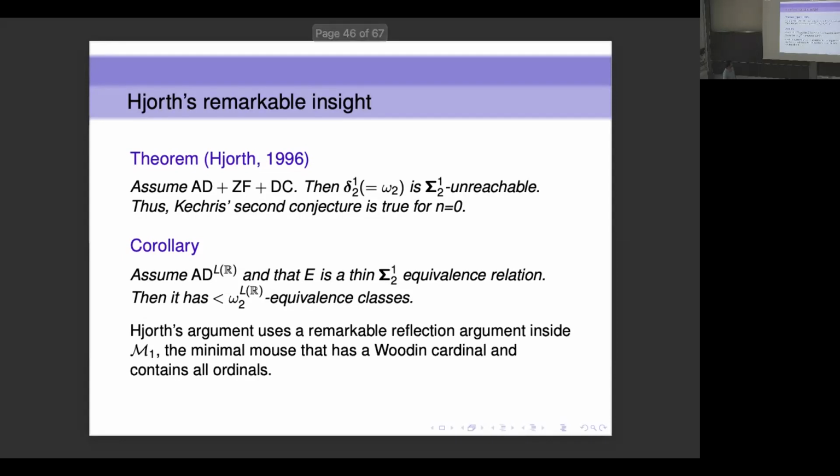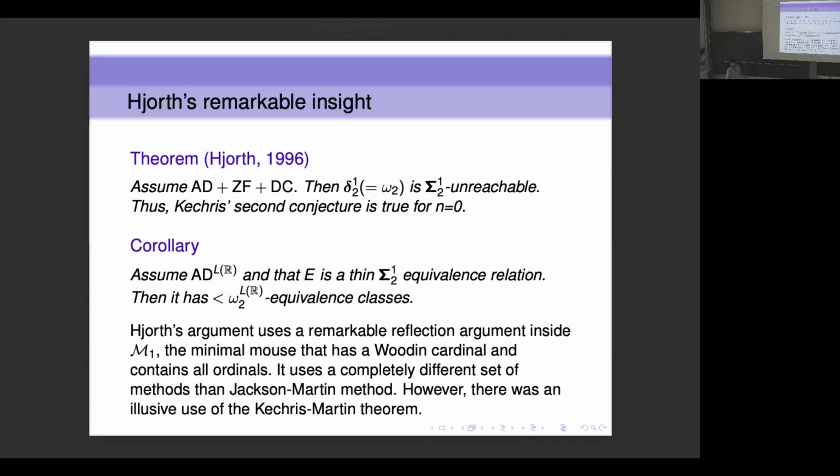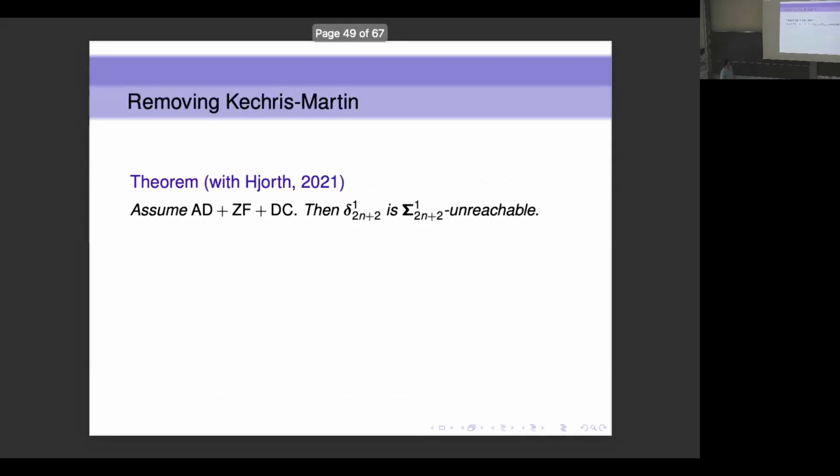Okay, and so Hjorth uses a reflection argument, which, if I just try to set up the context, it will take me forever. So for those who were asking for the proof, I can give it to you during the break. It's some kind of sophisticated reflection argument, but he used a different method, and he used the known Kechris-Martin theorem, and then it was not clear how to extend it, how to prove the full conjecture. But you can actually remove that. You can prove the full conjecture: delta 1 to n plus 2 is sigma 1 to n plus 2 unreachable.